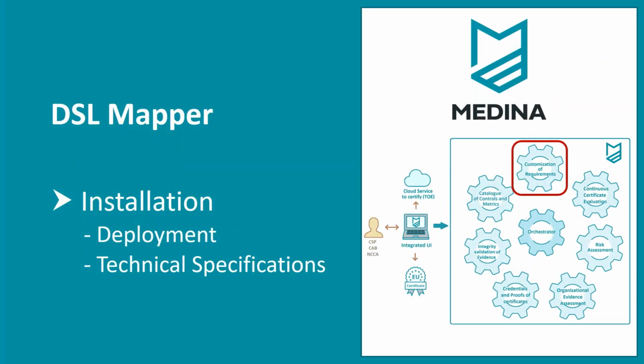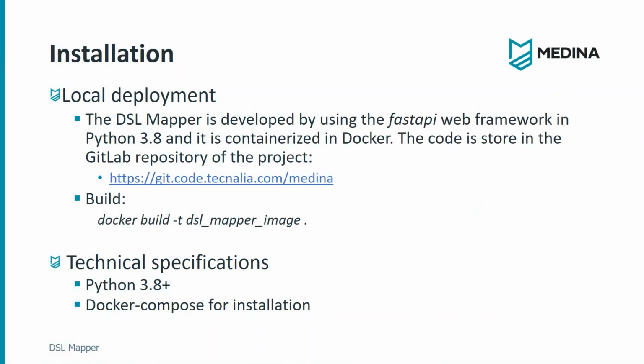Let's now look at some technical details about this component. The DSL Mapper is developed by using the FastAPI web framework in Python 3.8, and it is containerized in Docker. To install it locally, it is possible to clone the code, which is stored in the GitLab repository of the project. Then, the build command and the docker run command can be executed. As mentioned before, this component does not have a graphical interface, but can be tested via a web API. The web API can be accessed at the localhost. Regarding technical specifications, the DSL Mapper requires Python 3.8 and Docker Compose for the installation.